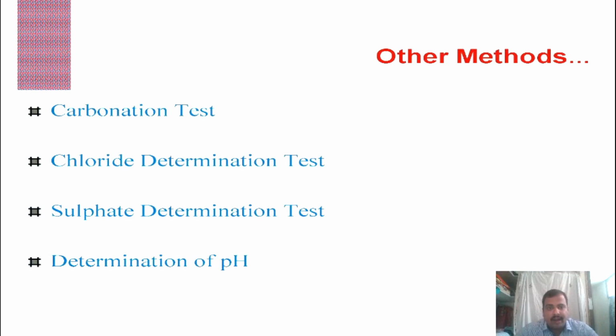And chloride determination and sulfate, again these are responsible for the corrosion of the reinforcement bars. And again, we can also determine the pH value of the concrete surface by using a strip method or any other method. So that also gives us the alkalinity of the concrete surface.